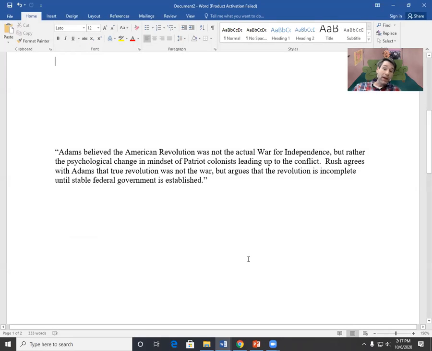Here's an example that would actually earn the point where the previous example would not. Adams believed the American Revolution was not an actual war for independence, but rather the psychological change in mindset of patriot colonists leading up to the conflict. Rush agrees with Adams that the true revolution was not the war itself, so that's where they agree. Here's where they disagree. But he argues instead that the revolution is still incomplete until a stable federal government is established. And so that would be the distinction between those 2 perspectives.